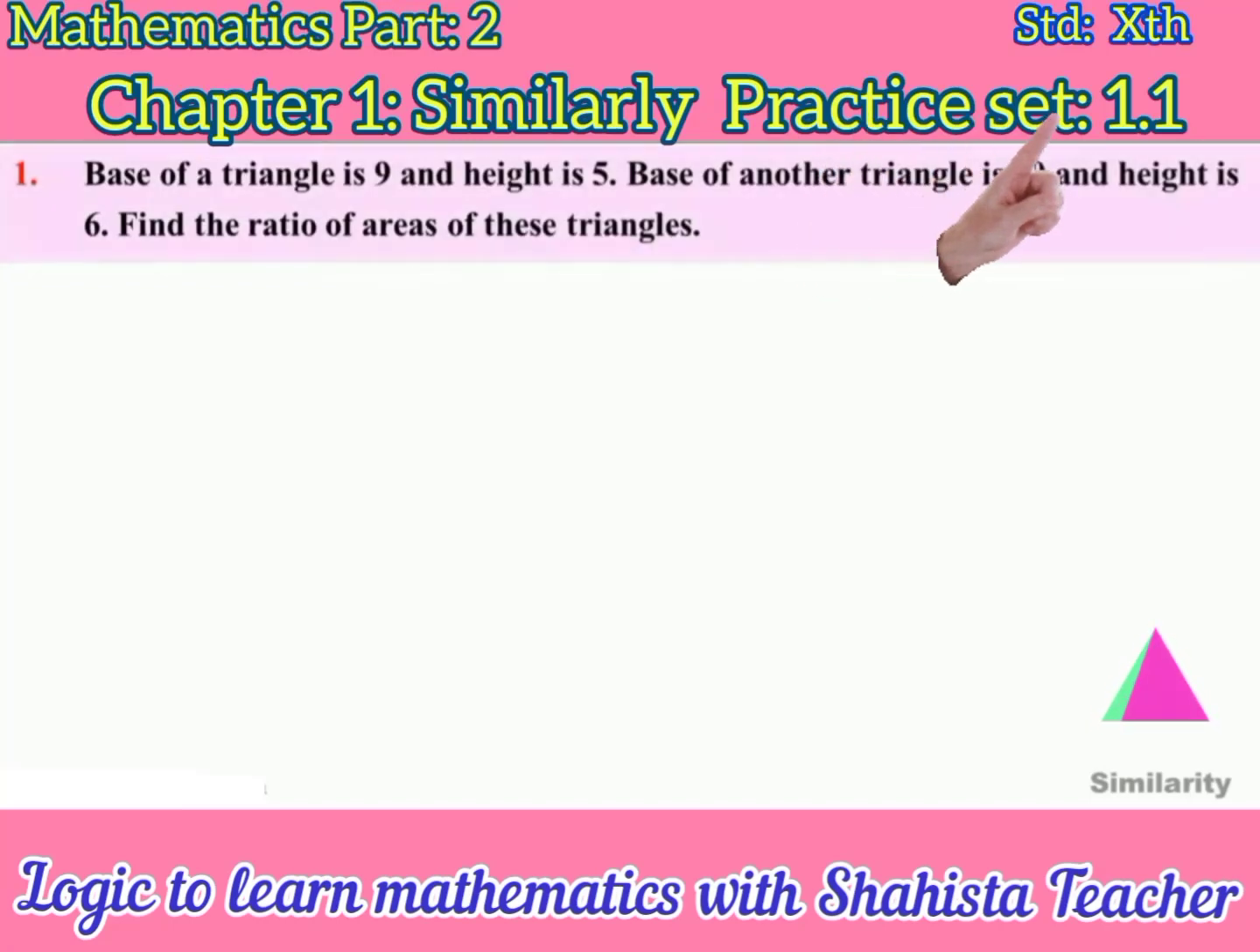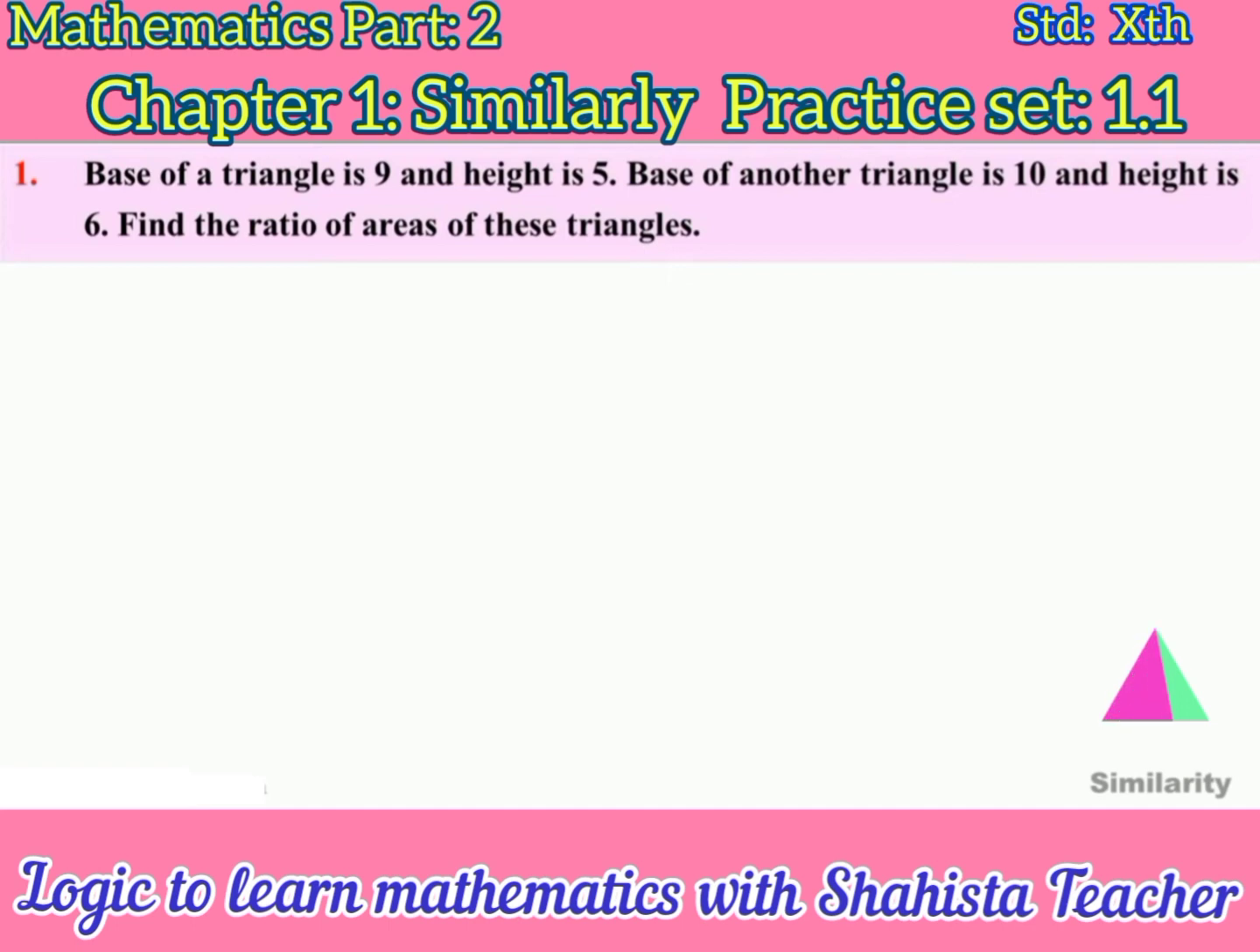Let's solve practice set 1.1, question number 1. Base of a triangle is 9 and height is 5. Base of another triangle is 10 and height is 6. Find the ratio of areas of these triangles.